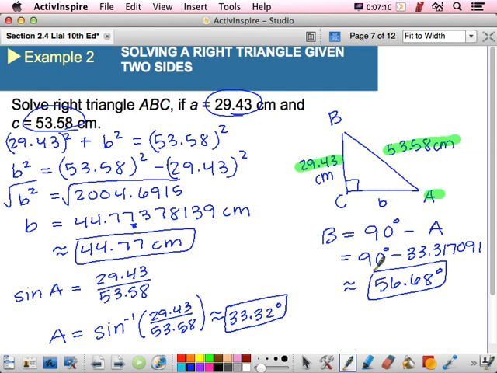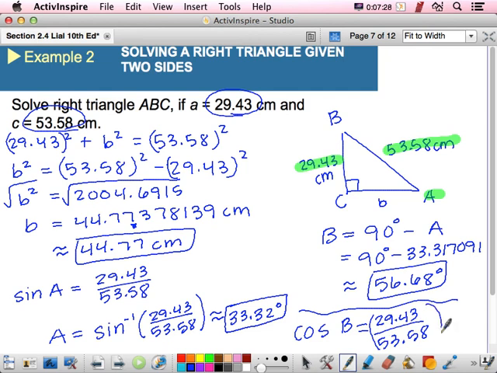Guys, try this. Tell me what you would get if you solved this equation. Cosine of B is equal to adjacent over hypotenuse. So 29.43 over 53.58. Do second cosine on that. 56.68. Do you get the same thing, 56.68?